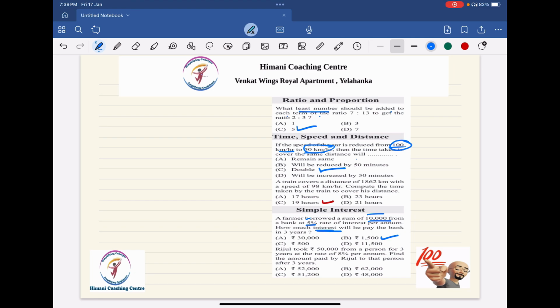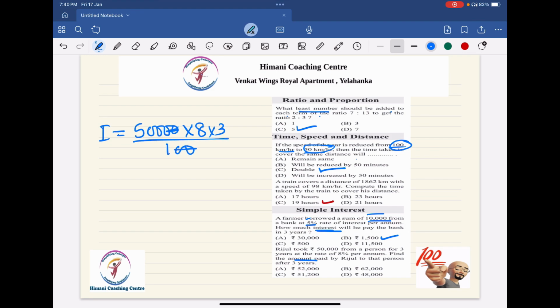Now let us look at the next question. It says Rijul took 50,000 from a person for 3 years at the rate of 8% per annum. Find the amount paid by Rijul to that person after 3 years. So first, we need I. So the same rule, PRT by 100. So the principal here is 50,000. R is 8, time is 3, and divided by 100.